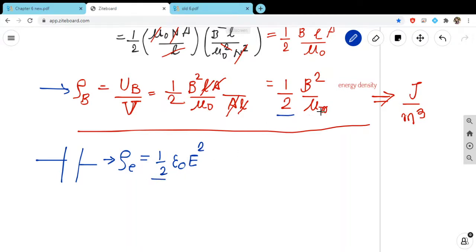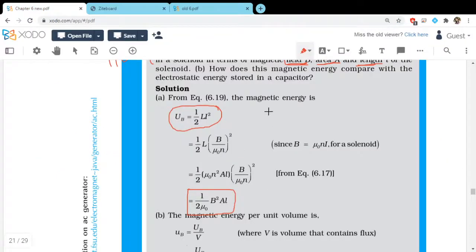Here the permeability is in division, but as you see, permeability and permittivity behave just opposite to each other. That's why permeability is in the denominator, while permittivity is in the numerator. B square, so here is square, that is the similarity. So how does this magnetic energy compare with the electrostatic energy stored in the capacitor?